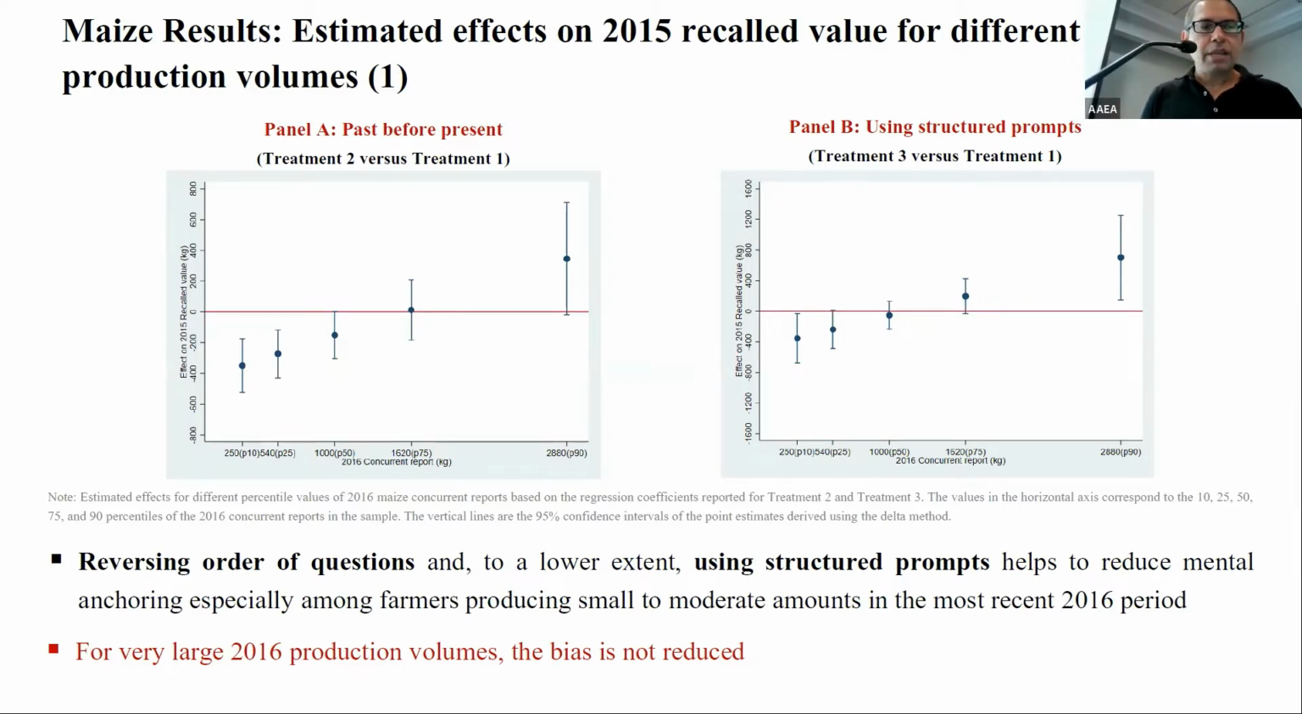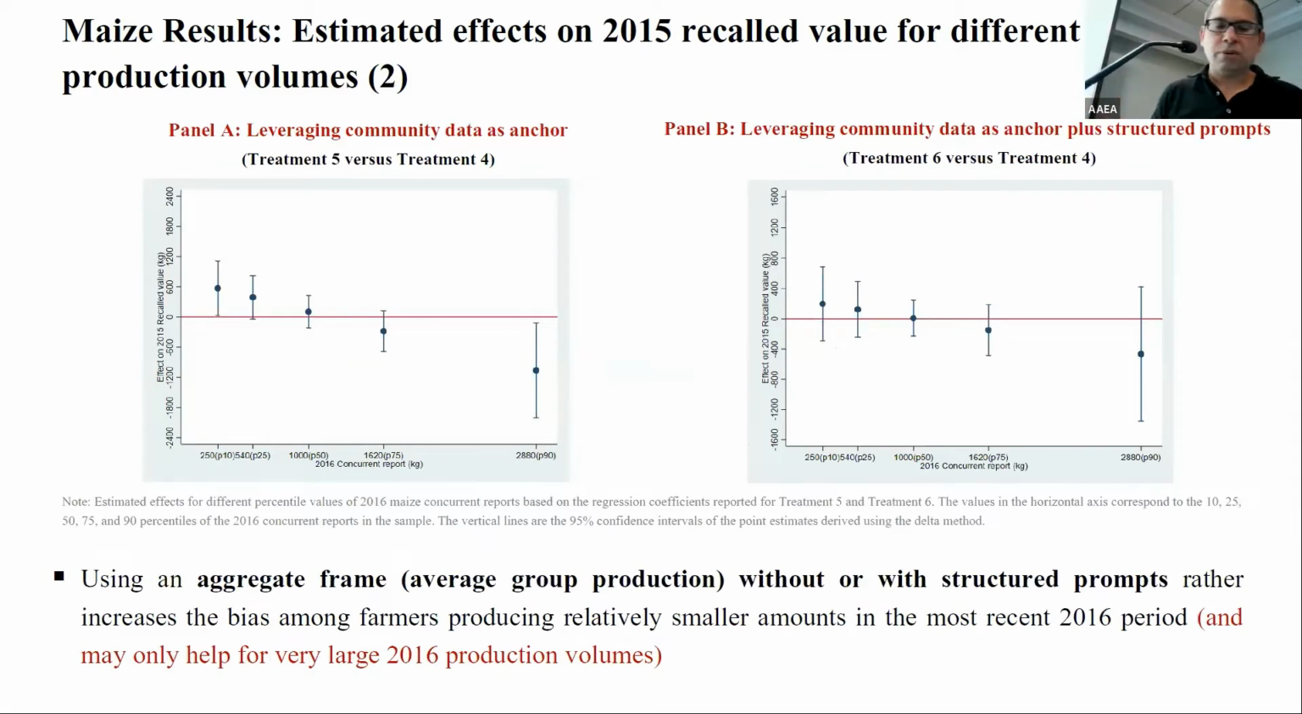And we see the opposite when we use this community anchor, this group anchoring. In here, what you see is that's why we exacerbate the bias, particularly for lower volumes of production. And actually it's not helpful on average, because it can increase the bias.